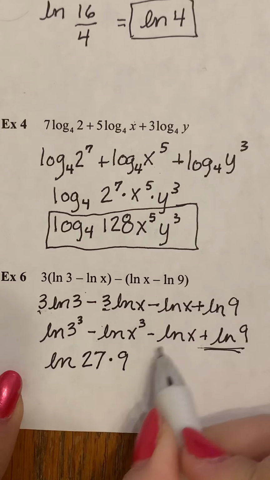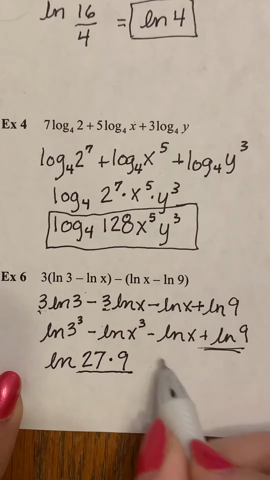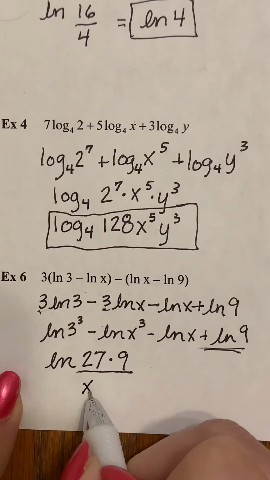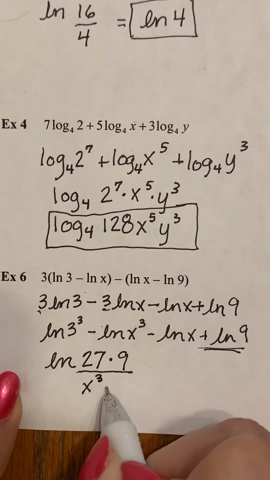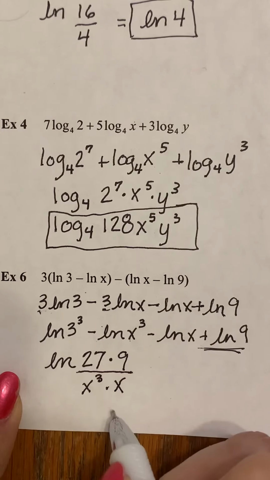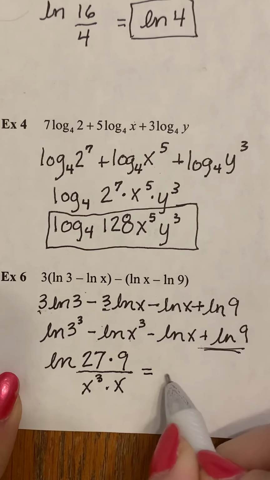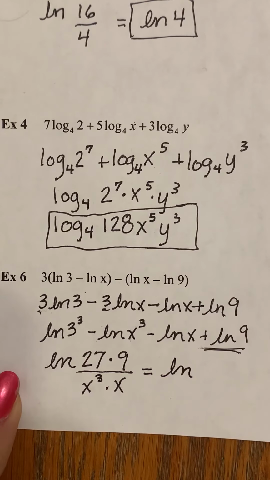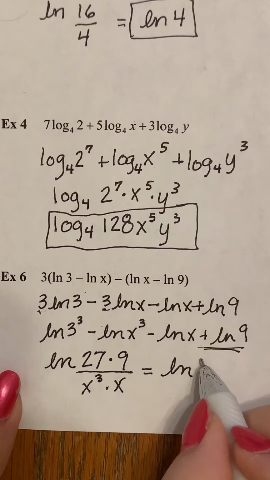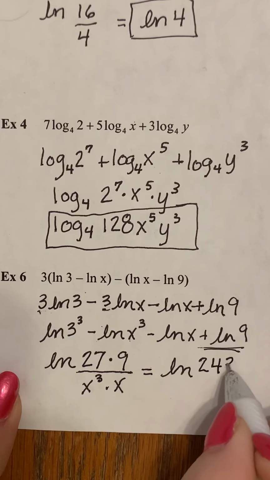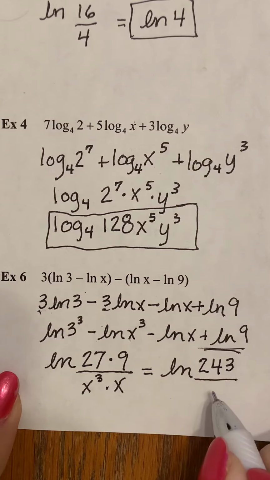The 2 that are minus go in the denominator. So that's going to be x cubed times x. Since they are both negative, they go in the denominator. And when we simplify that, that's going to be the natural log of 243 divided by x to the 4th.